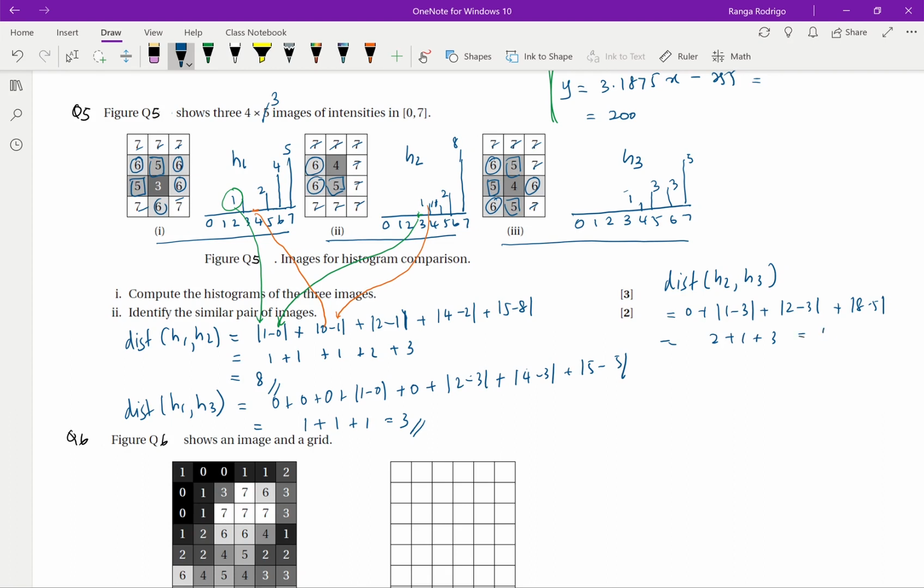This is 6. So you can see that images 1 and 3 are the similar ones. When you just look at them also, you can see they are sort of similar.